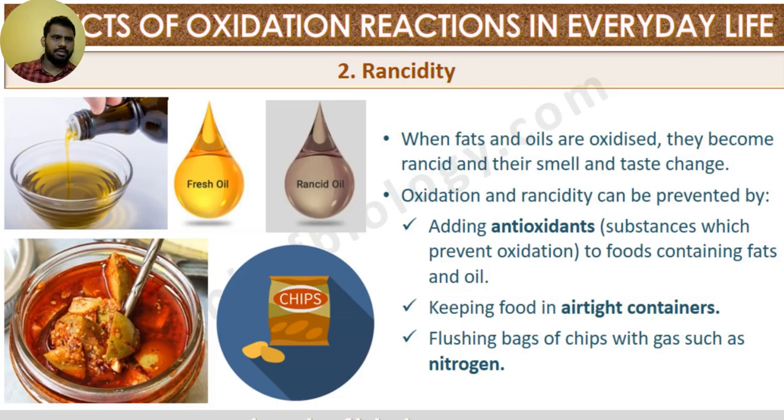In the end, we discussed corrosion. What is corrosion? What types of corrosion are there? What are the examples of corrosion? Why is corrosion not good? What damage does it cause? And how it can be prevented. Then we ended the chapter by discussing rancidity. What is rancidity? How does rancidity happen? And what is the definition of rancidity? And how can rancidity be avoided by using some common methods like using antioxidants, keeping food in airtight containers, or flushing the bags of chips with gas such as nitrogen.